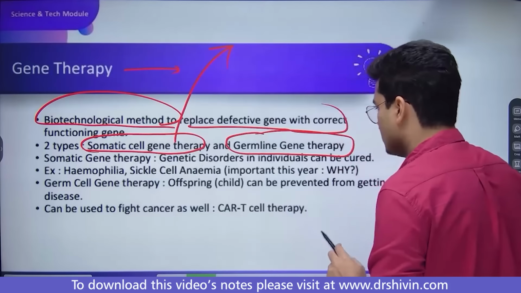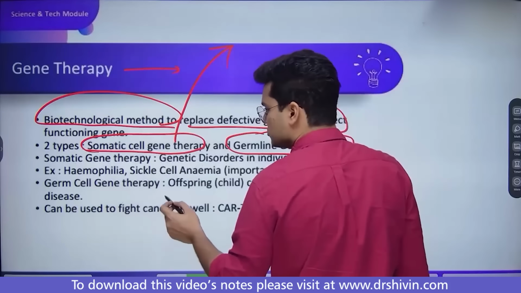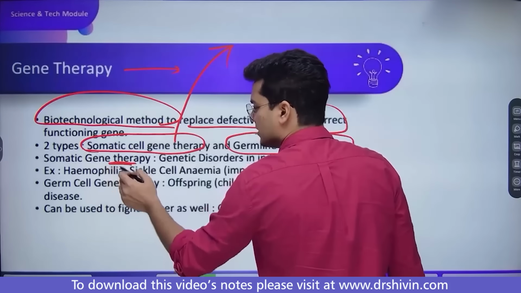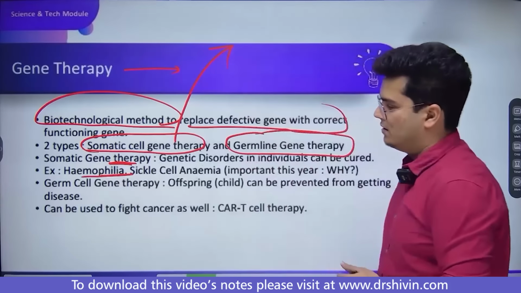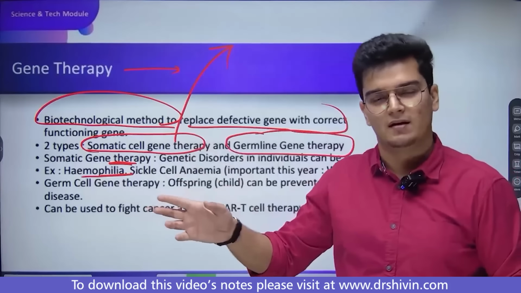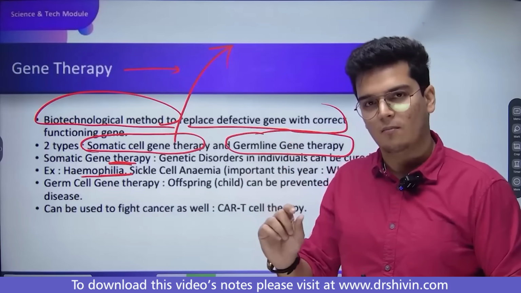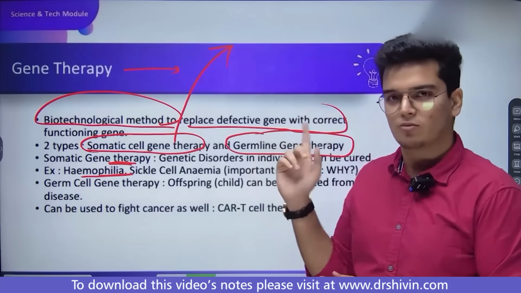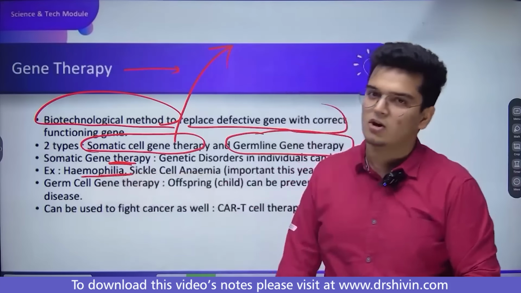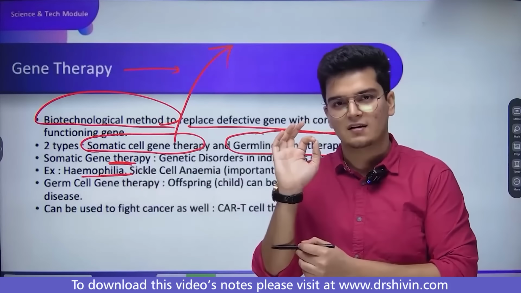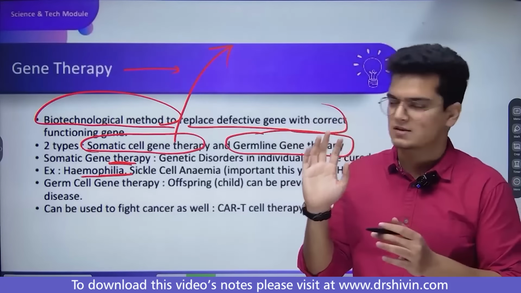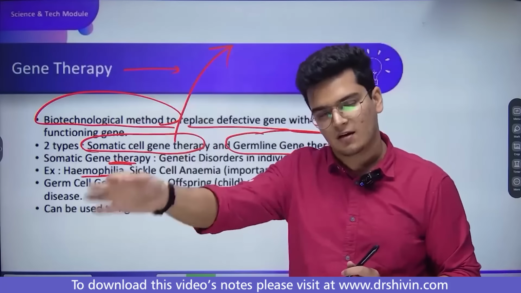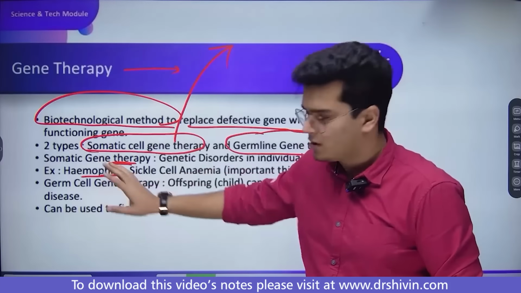This is clear. Now here are some examples of somatic gene therapy. First is hemophilia. A hemophilia patient bleeds easily, does not have the gene to form a particular protein responsible for clotting. I explained last time, I will not explain again. In hemophilia, you don't have a particular factor that is responsible for clot formation. So you give the gene for clot formation, so hemophilia will be cured.